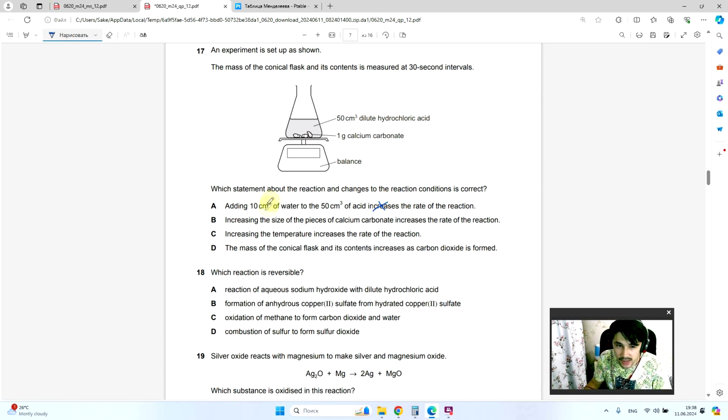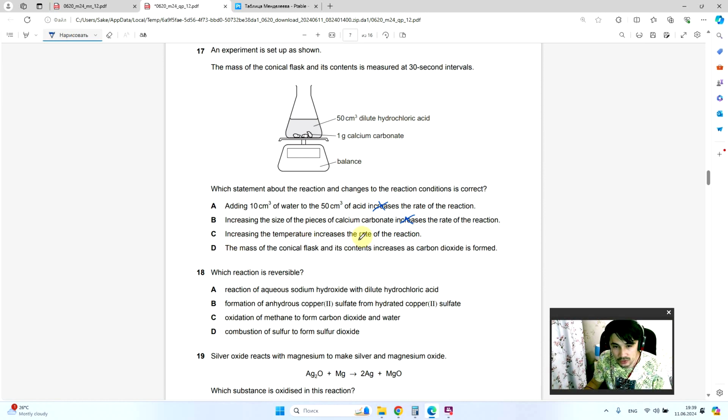So you are simply diluting the acid, and this results in a lower concentration of acid, and rate, as you remember, is going to decrease. Increasing the size of the pieces of calcium carbonate increases the rate of reaction. Nope, again, contradiction. So if you remember, the smaller the particles, the faster the reaction, because with smaller particles, if you have the same mass, surface area is greater and the reaction takes place faster. So this is not correct.